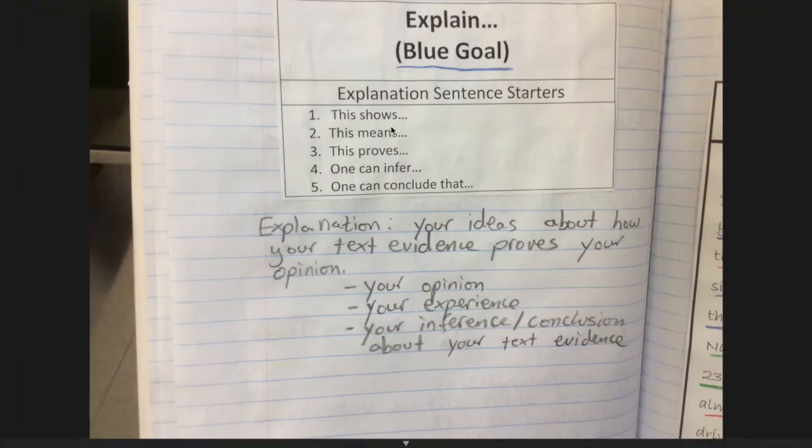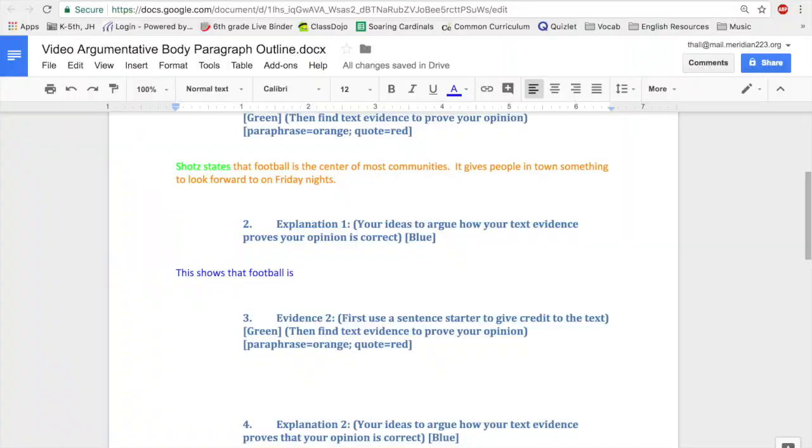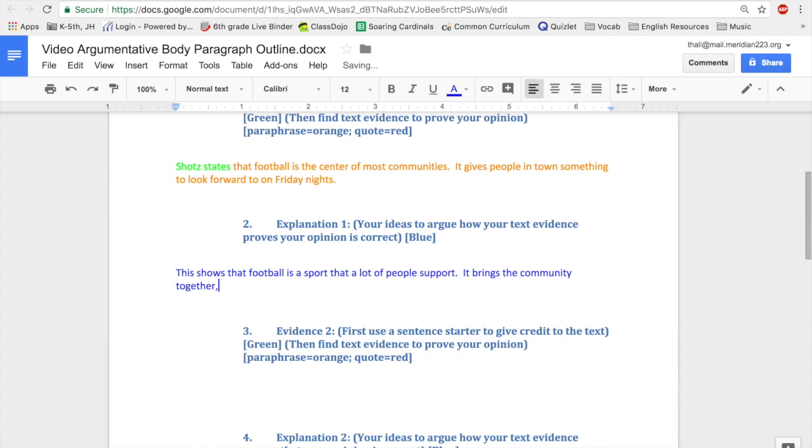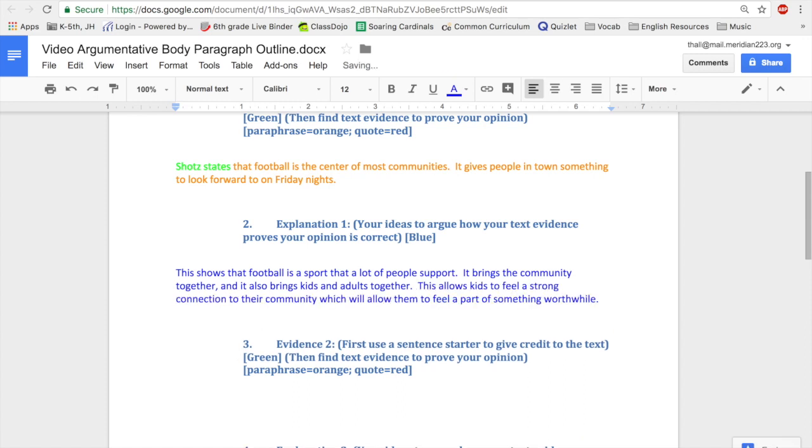I'm going to say something like, this shows that football is a sport that a lot of people support. It brings a community together, which means it also brings kids and adults together. This allows kids to feel a strong connection to their community, which will allow them to feel a part of something. Now, a couple things.